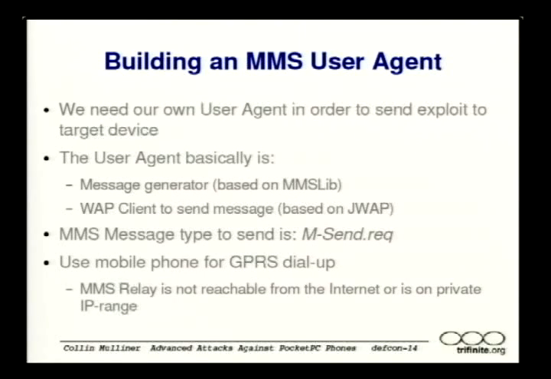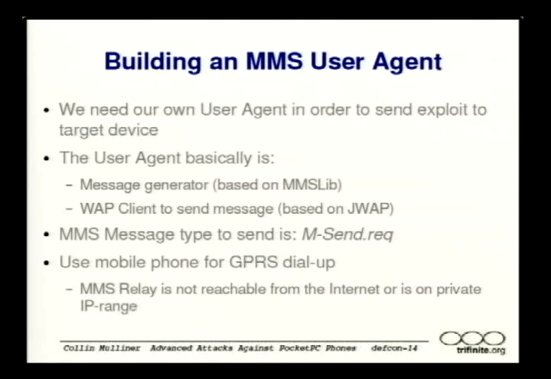But in order to actually send our own bad MMS, we first need to build our own MMS user agent. And since we know how MMS actually works, this is going to be quite easy. So we basically use an MMS lib to generate some MMS thing. I used a really stupid Java library to just handle the web stuff since I didn't really care about re-implementing that. And then you have to use a GPRS dial-up in order to connect to your service provider because the MMS relay, of course, is not reachable from the internet. That would be so stupid. Sometimes the whole infrastructure is just in a private IP range, so it's not connectable by the internet anyway. So building an MMS user agent is actually quite easy.